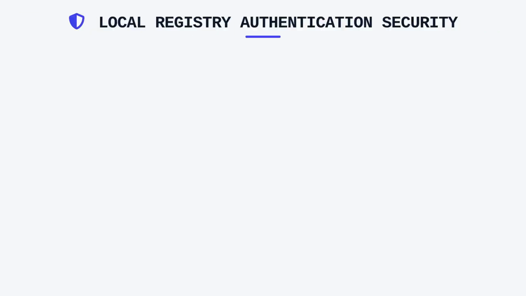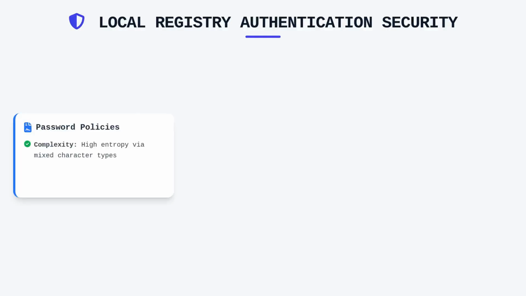When users must authenticate directly to a local registry, the integrity of these credentials relies heavily on robust password policies and secure storage mechanisms. Complexity requirements mandate a mix of character types to increase entropy, while rotation policies aim to mitigate the risk of password reuse and the longevity of compromised credentials. However, policies are secondary to how the system stores the actual credential data, which should never be held in plain text.